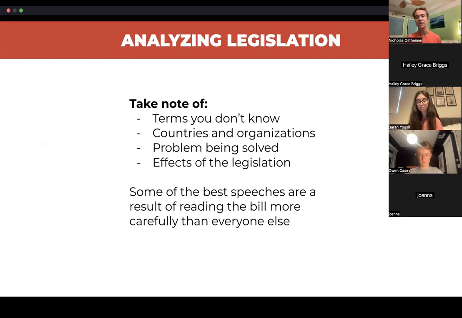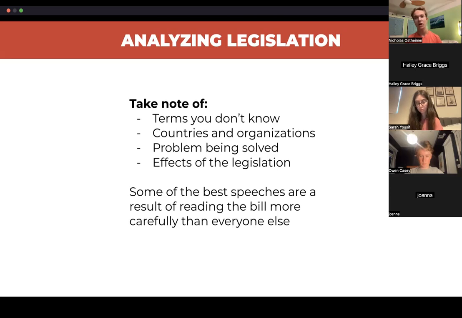When you're analyzing legislation, here are a few things to take note of when you do your first read through of a bill. Are there any terms you don't know? Often that might be the case. What the heck is a universal basic income? Look it up, make note of it in your document, so that you know what you're actually discussing in the round. Take note of any countries and organizations that are being discussed.